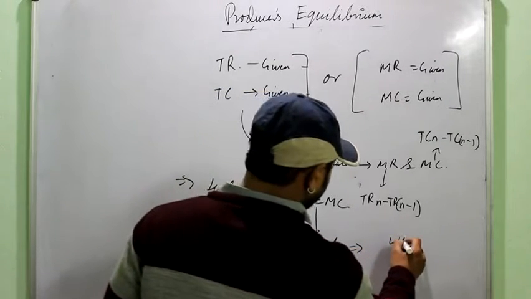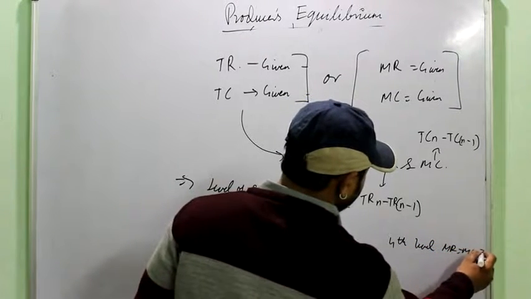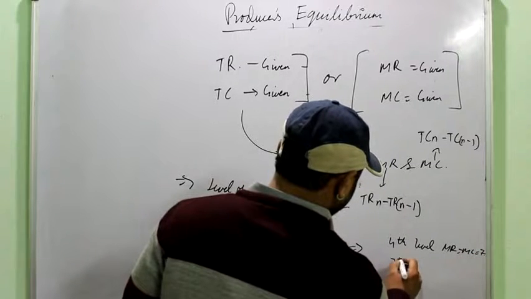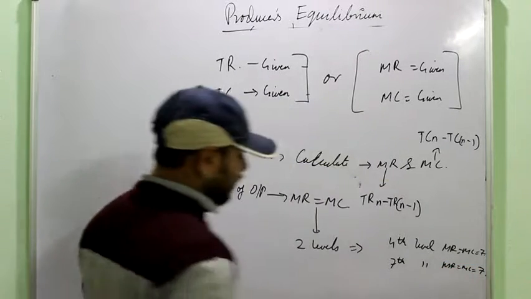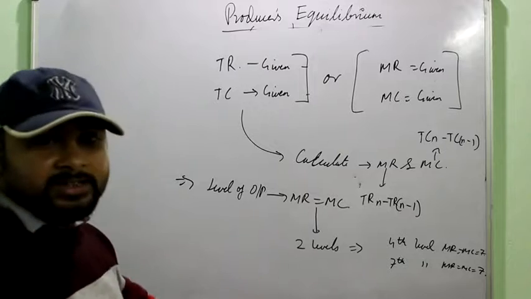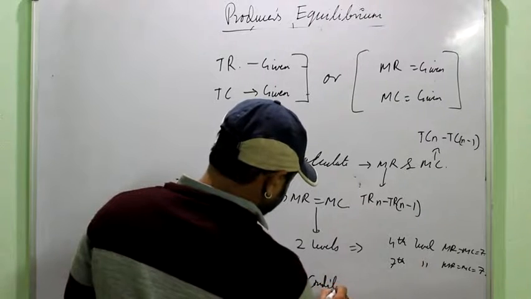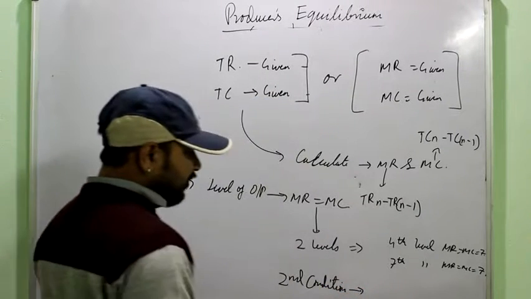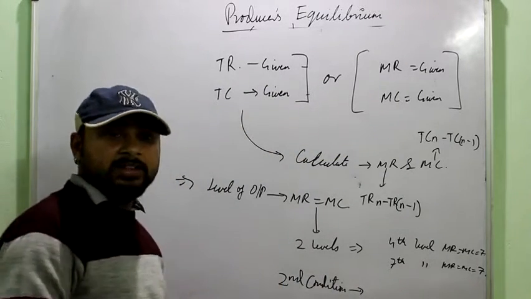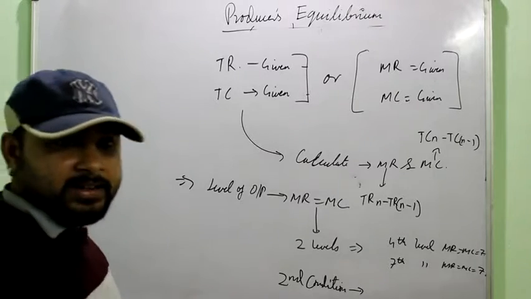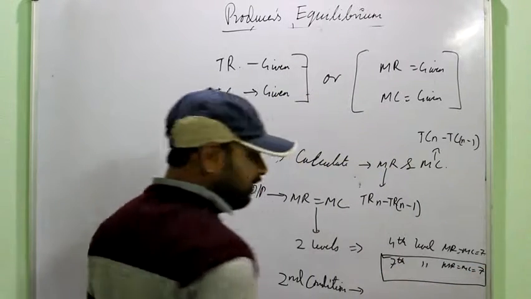Sometimes you again may come across a situation where MR and MC are equal at 2 levels. Say maybe at the 4th level of output also MR and MC are equal, say 7, and say at the 7th level also MR and MC are equal, that is 7. So in that particular case you apply the second condition, and you will see after which level MC is rising, right? The second condition says what? That after the point of equilibrium marginal cost should be rising. Again you will get only one output after which the MC would be rising, say output 7.